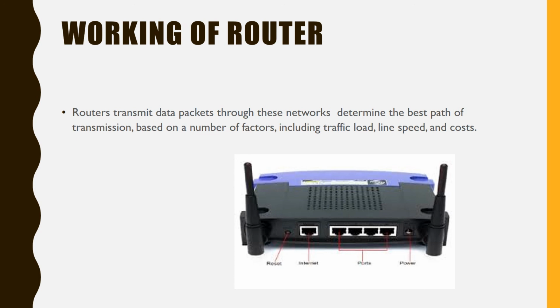Now a router transmits data packets through these networks and determines the best path of transmission. As you can see in the picture, the router has both technologies. You can see the ports at the back of the router as well as an antenna for wireless. So it supports both wired and wireless technology. If two types of cabling are there, wired and wireless, then a router can accommodate both of these technologies.